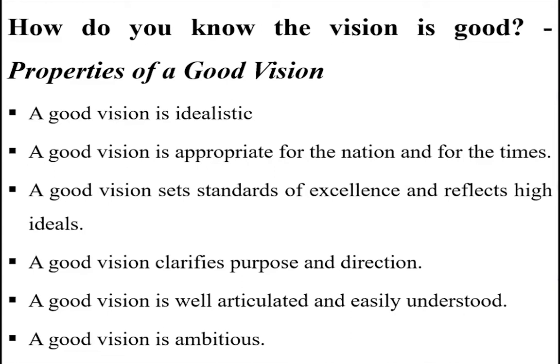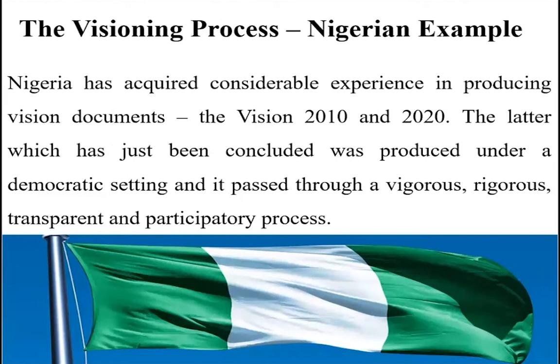First, a good vision is idealistic. A good vision is appropriate for the nation and for the times. It has this futurity tendency. A good vision sets standards of excellence and reflects high ideals. A good vision clarifies purpose and direction. A good vision is well articulated and easily understood. And usually a good vision is ambitious. It's ambitious, but not necessarily over-ambitious. You understand?